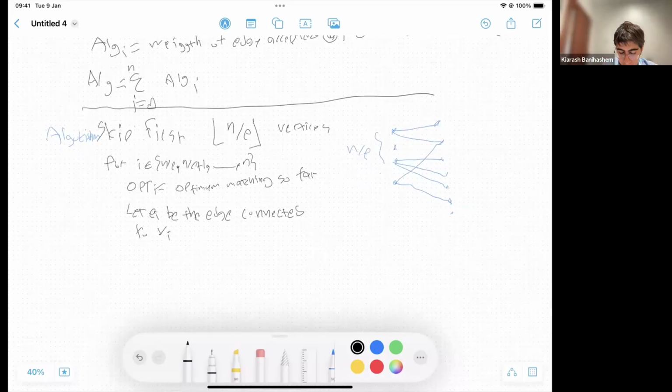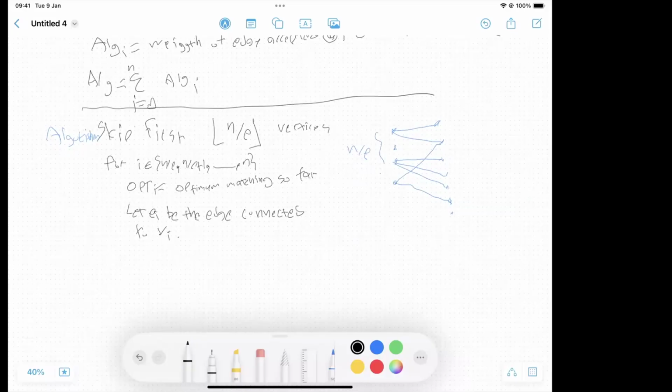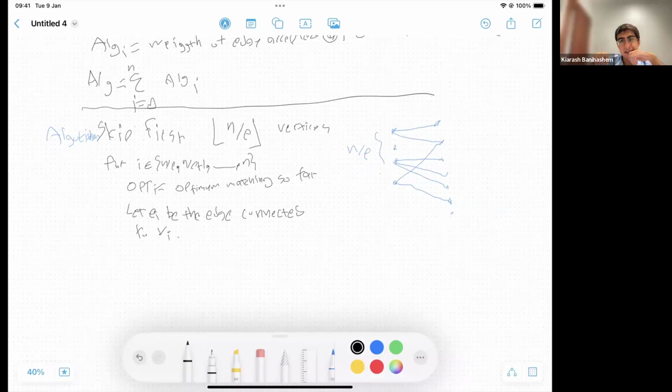So the buyer that has arrived right now. After I calculate the optimum matching, I'm going to look at the edge that is connected to this buyer. If there is no such edge, I'm just going to ignore it and go to the next buyer. Let E_i be the edge connected to v_i, the current buyer. Yes, exactly, that's the edge E_i. Now I'm going to try to accept this edge.